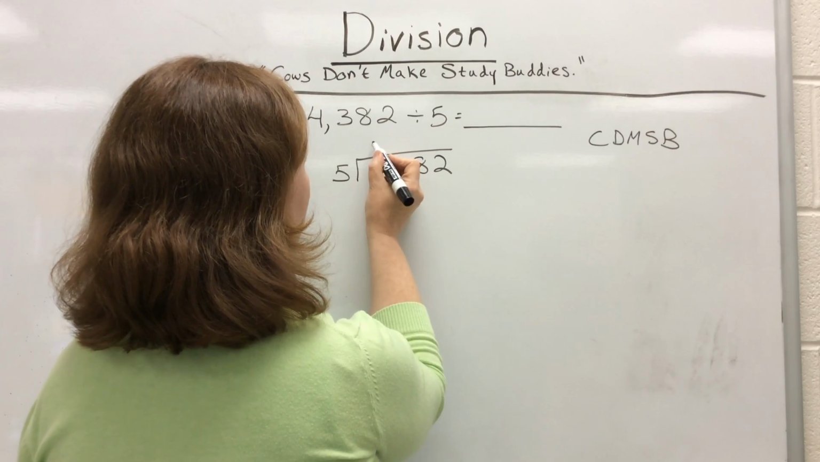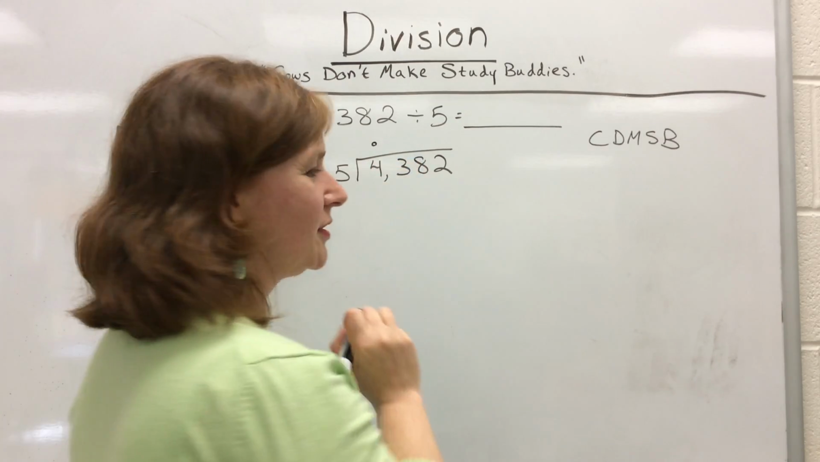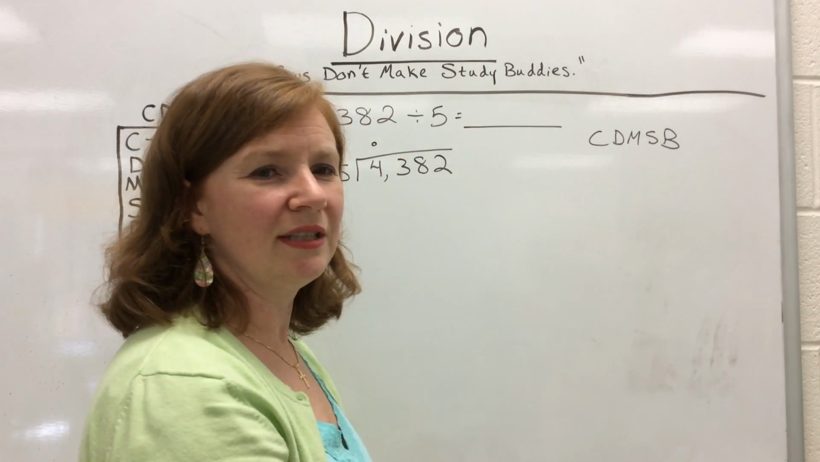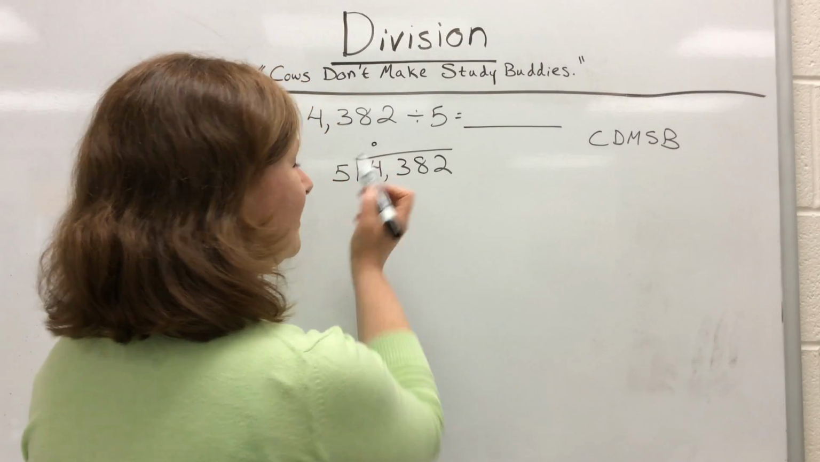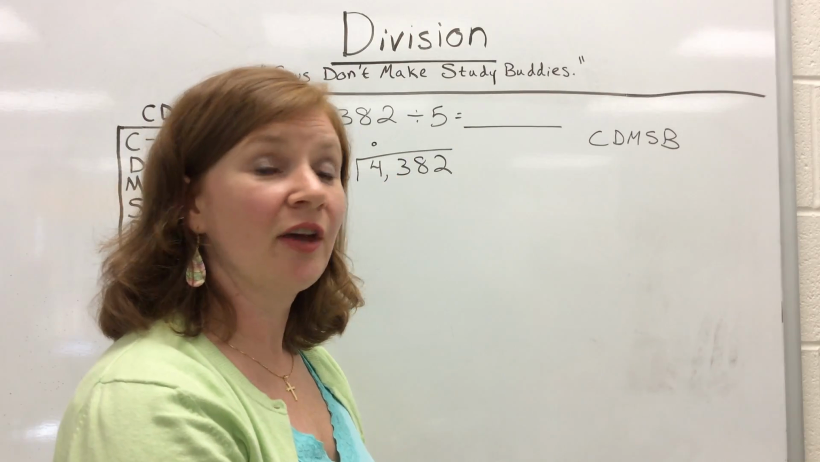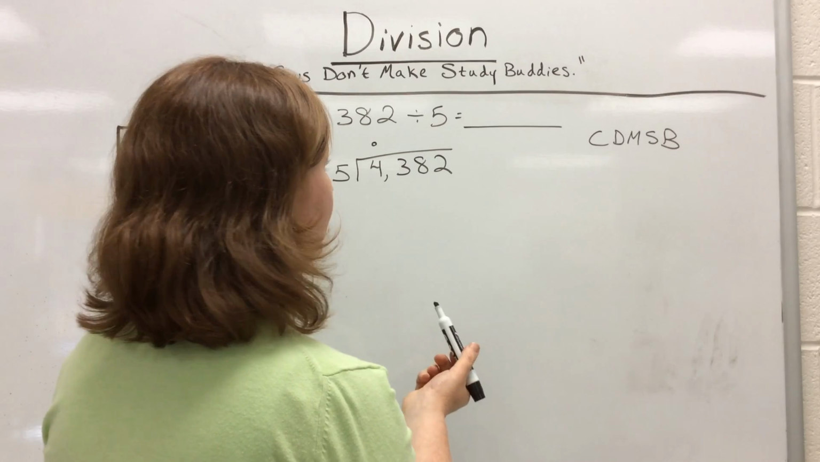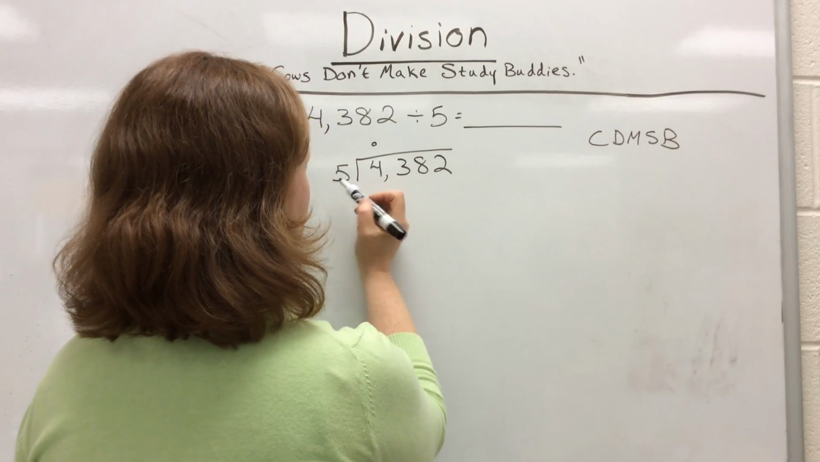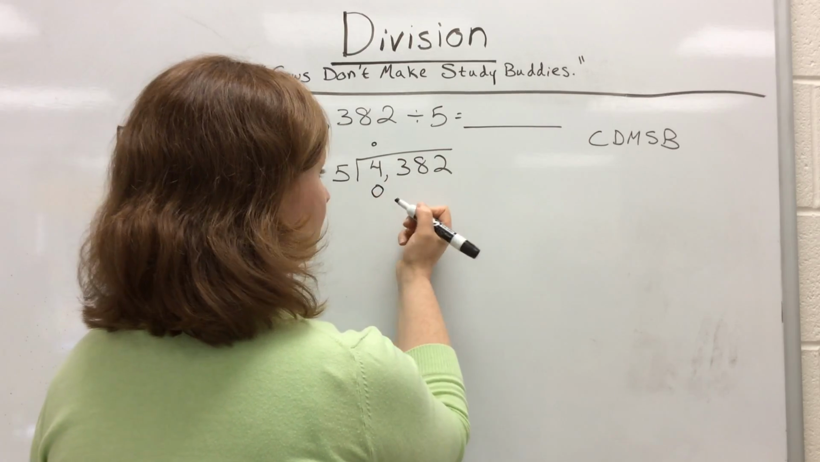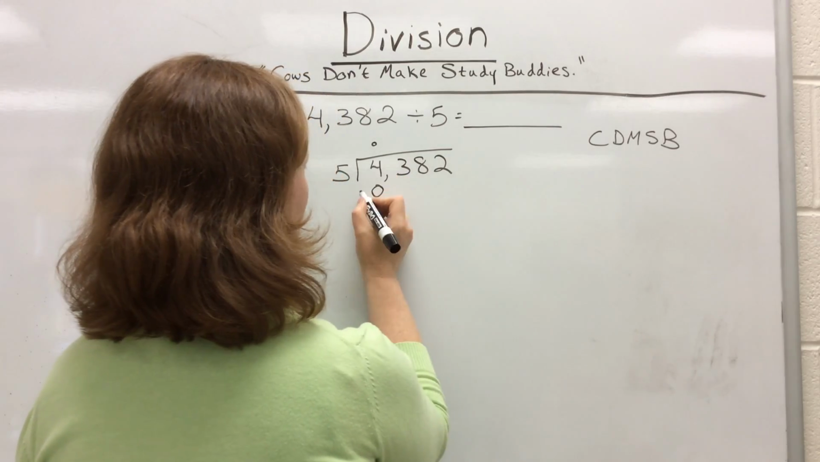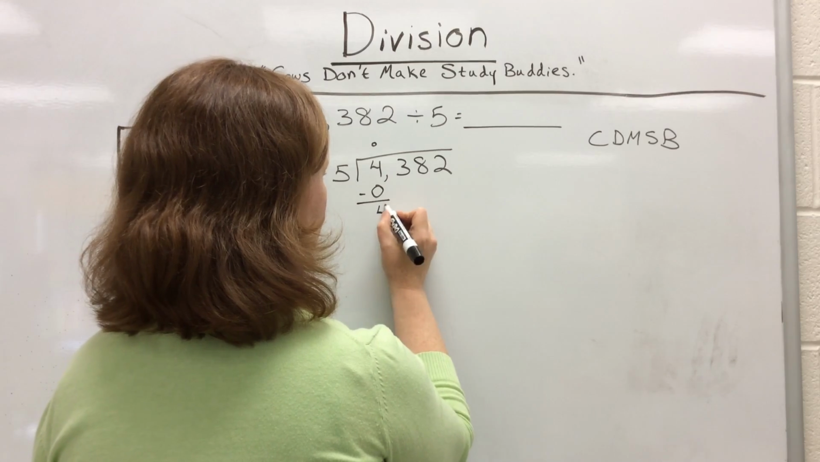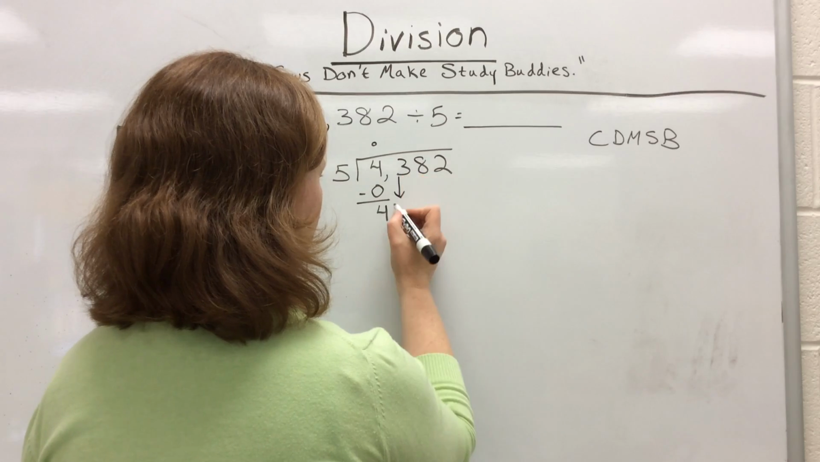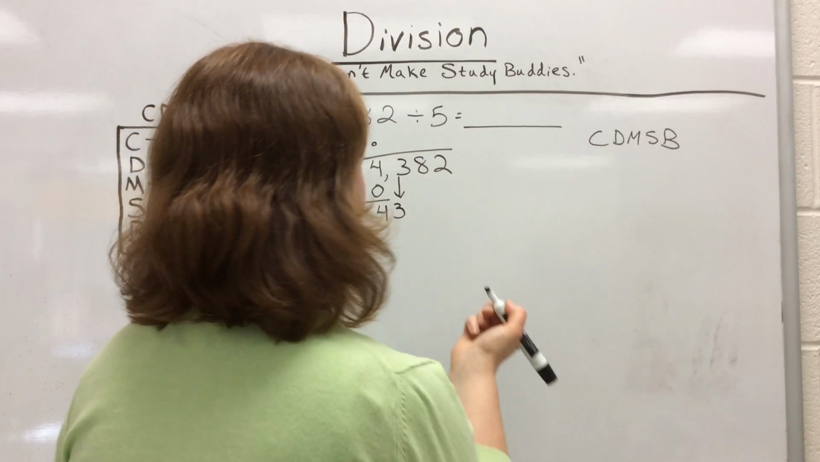So 4 divided by 5 is 0, and I'm just going to put a little tiny 0 up there because it's at the beginning of a whole number, and I don't really need to put it in my answer, but I need it there as a visual reminder to help me remember I used that digit already. So I divided. Next step is multiply. 0 times 5 is 0. Subtract. 4 minus 0 is 4. And bring down. I'll bring down my 3. It's the next digit in my dividend.